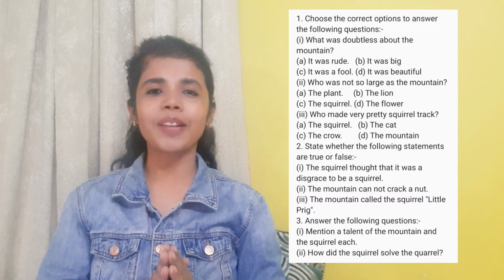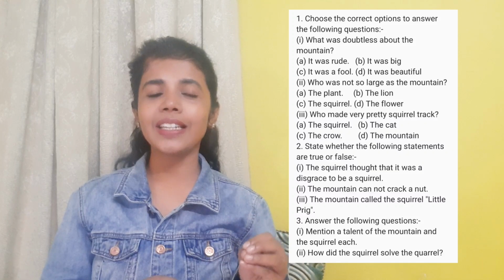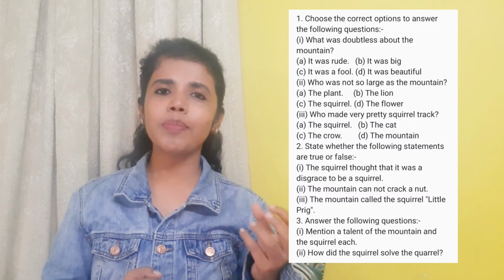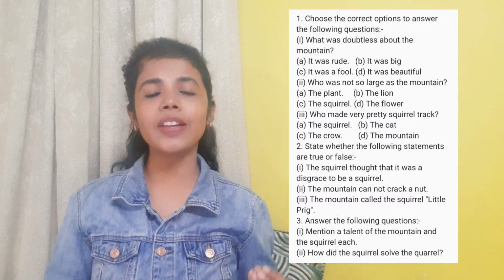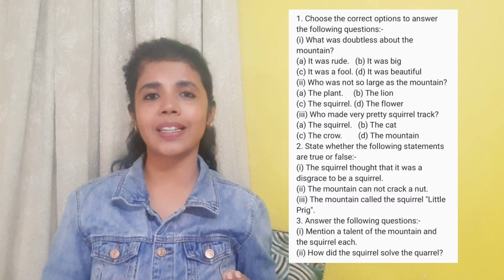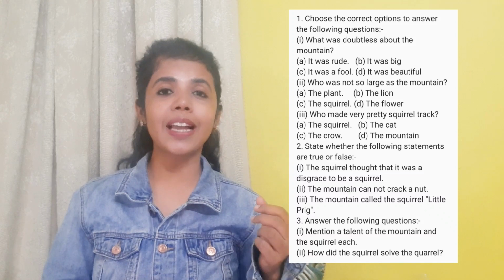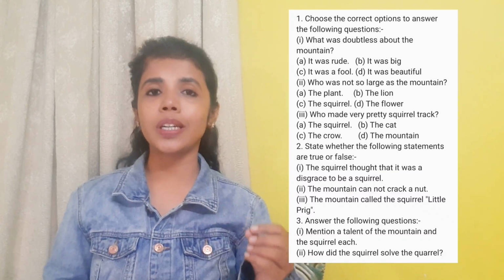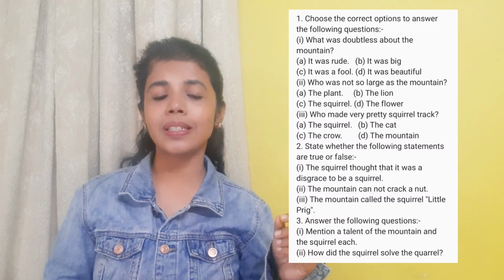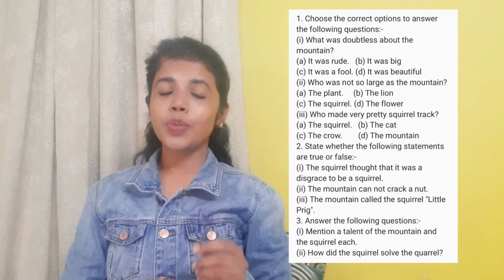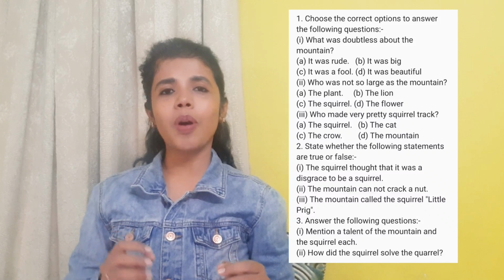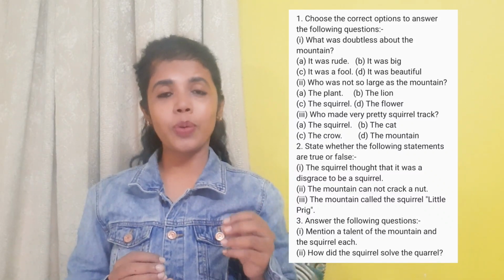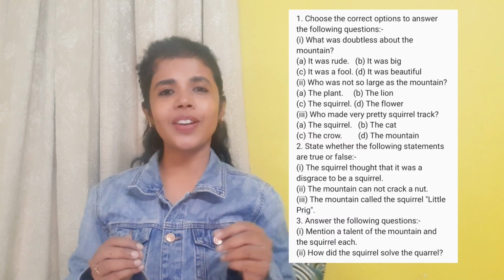Question number 1 can be mention a talent of the mountain and the squirrel each. A talent of the mountain is that it can carry forests on its back. And the talent of the squirrel is that it can crack a nut. Next question can be how did the squirrel solve the quarrel? The answer is that the squirrel mentioned that both the mountain and the squirrel have their own talents and both of them are important in their own place.